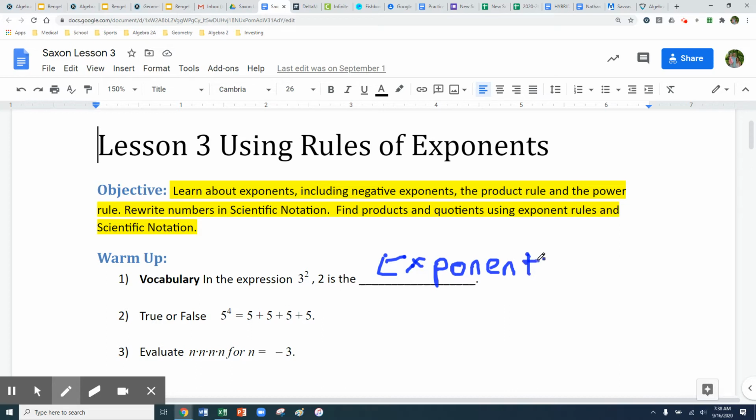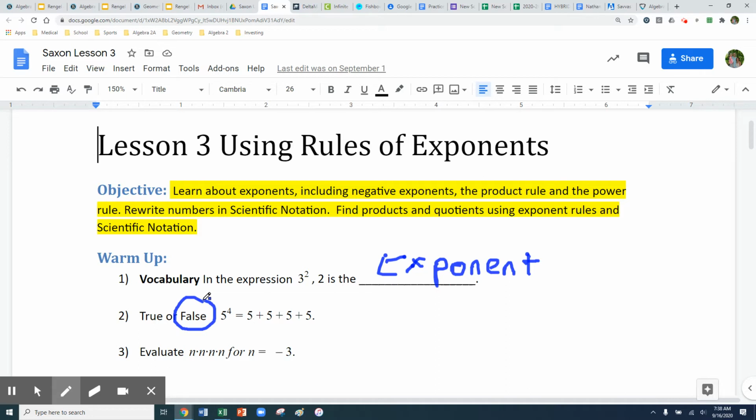Okay. True or false? 5 to the 4th power is going to mean 5 plus 5 plus 5 plus 5. What do you think? When you have 5 to the 4th power, does that mean to add 5 4 times? Correct. So this one we're going to say is false. So you should be multiplying that.